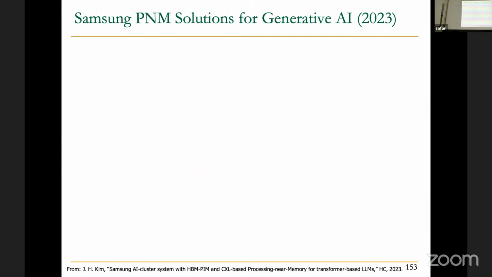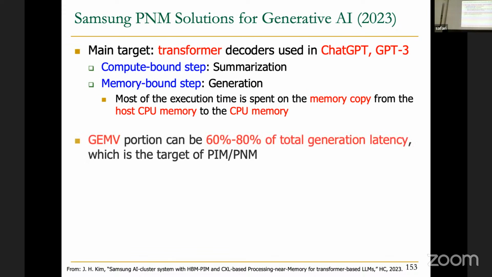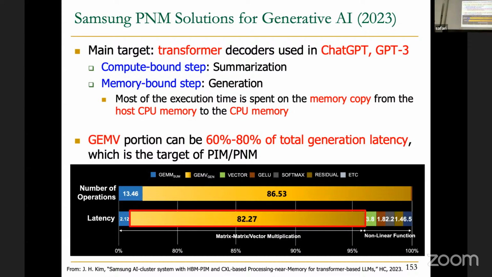So in 2023, Samsung released other versions of this HBM-PIM architecture, or PIM DRAM architecture, targeting generative AI or transformers. The main takeaway is that when you have transformers, you have a memory-bound step, which is called generate, and this step is quite bound by general matrix-vector multiplication, which takes around 60 to 80% of the total execution time. So this is a breakdown for a given model, and you can see here that the generation step takes a lot of the execution time.